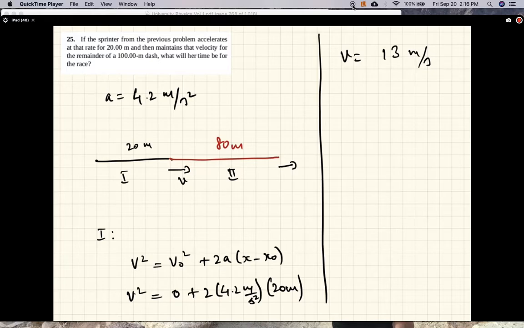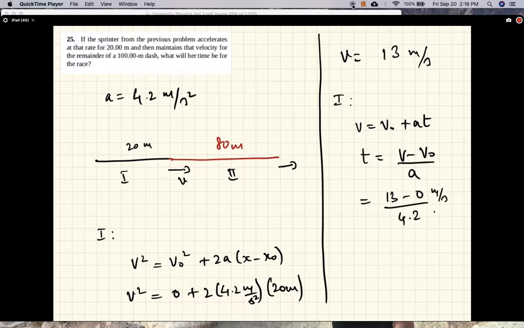Now, the time for part one: v equals v naught plus at, so t equals v minus v naught divided by a, which is 13 minus 0 divided by 4.2 meters per second squared, which is 3.1 seconds. So the time for the first part of her race is 3.1 seconds.